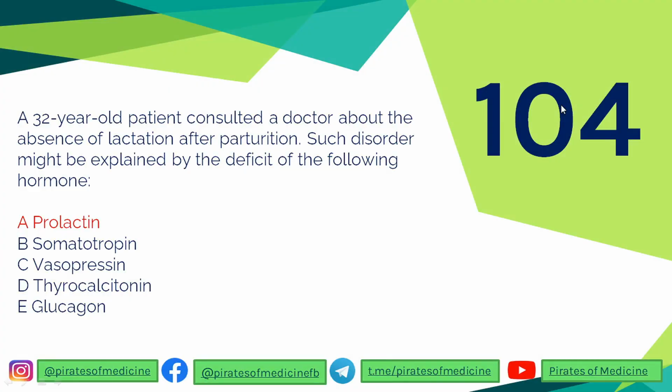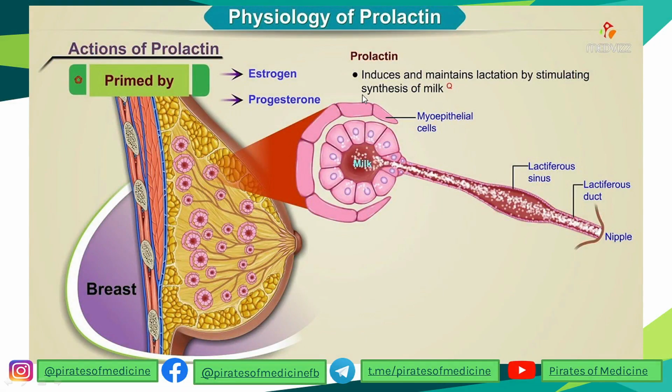Correct. So here 104 is that a 32-year-old patient consulted a doctor about the absence of lactation after parturition. Such disorder might be explained by the deficit of following hormone. Remember, milk synthesis depends on prolactin. Prolactin acts on the lobules of the mammary gland, which have these milk secreting cells, and it induces and maintains lactation by stimulating these lobules.